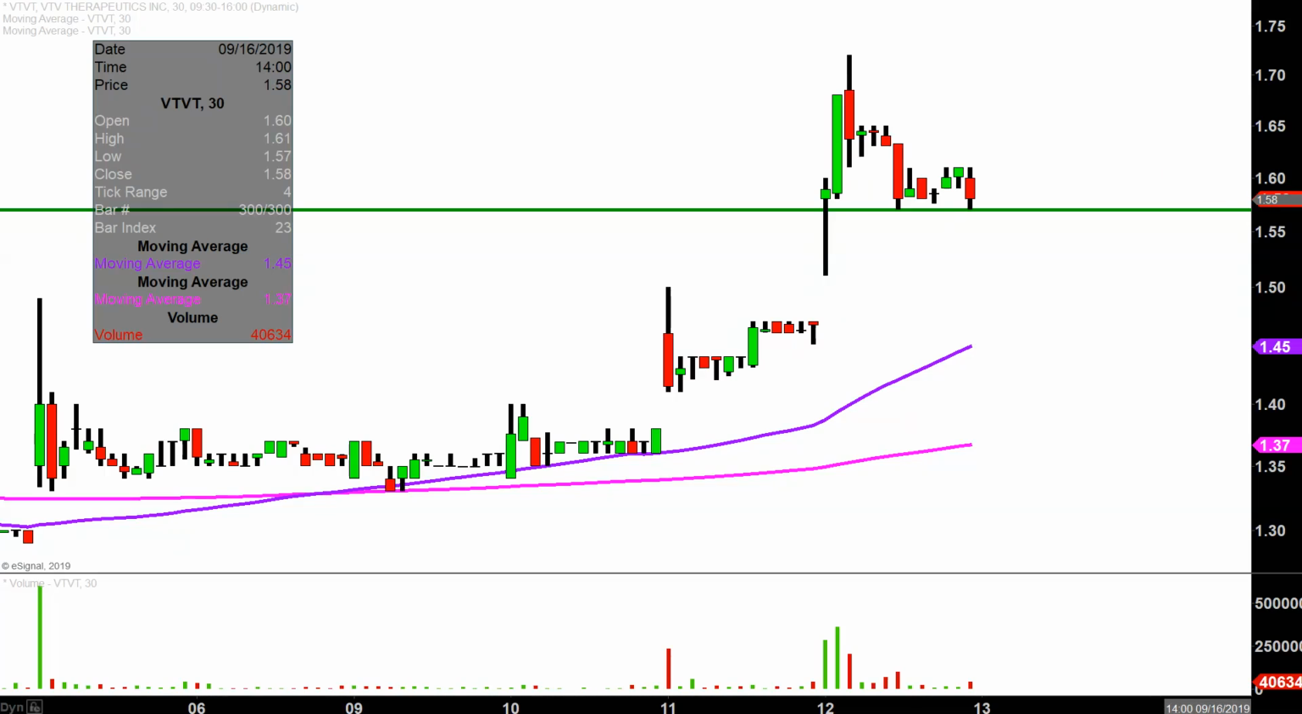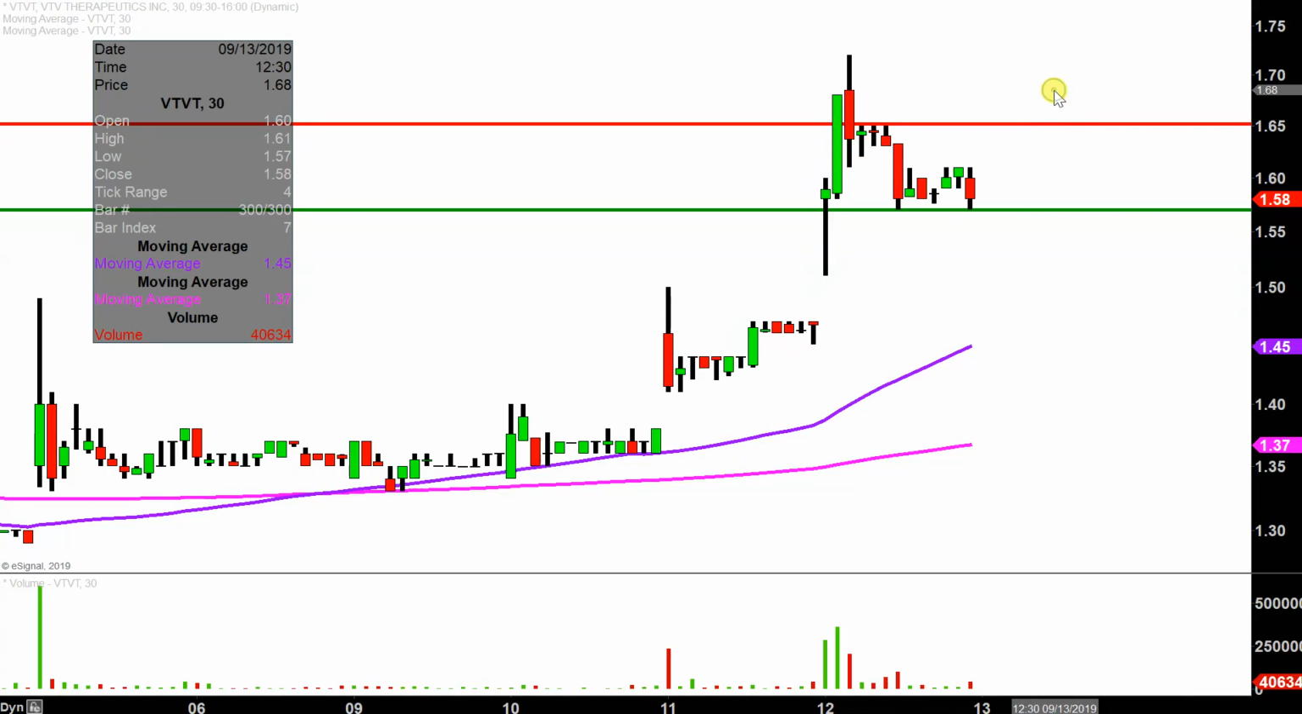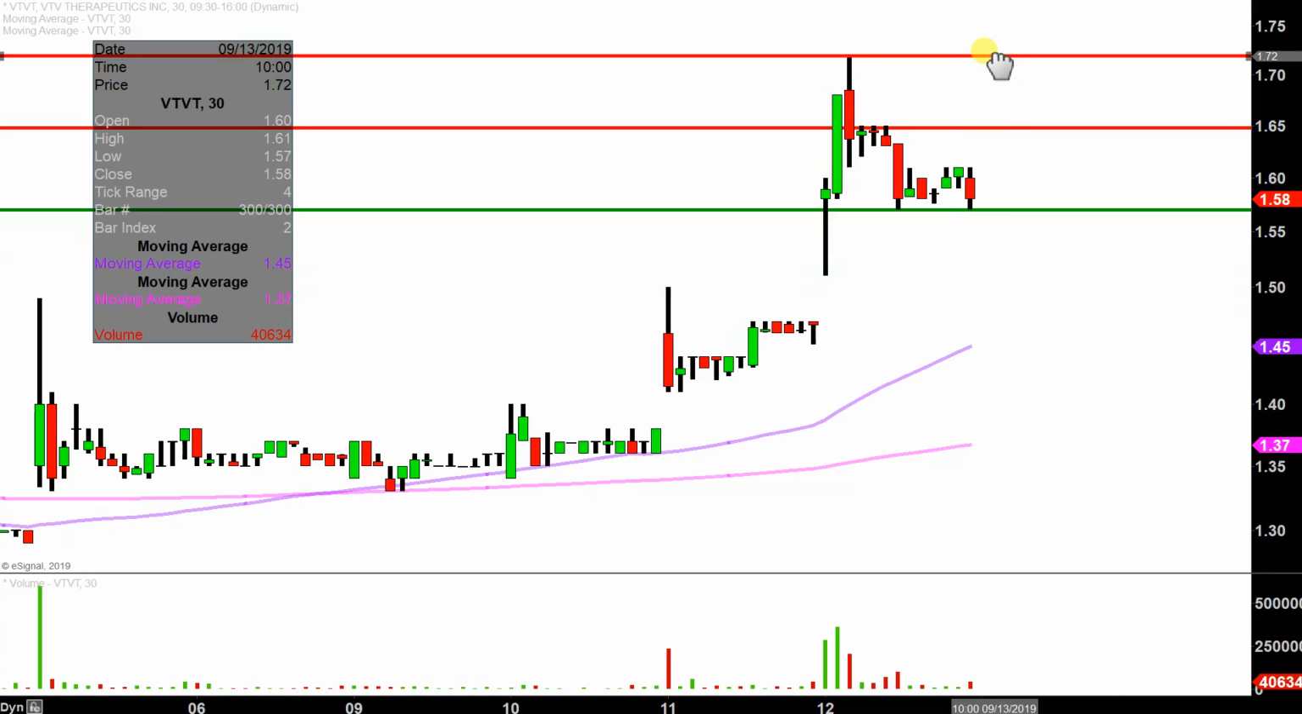What about levels of resistance? Initial level of resistance to keep an eye on is going to be right up there at the $1.65 mark. If the price can push through $1.65, the next key level after that is just going to be where the party stopped today, and that was up there at $1.72. So $1.65, $1.72, although really resistance levels don't matter.